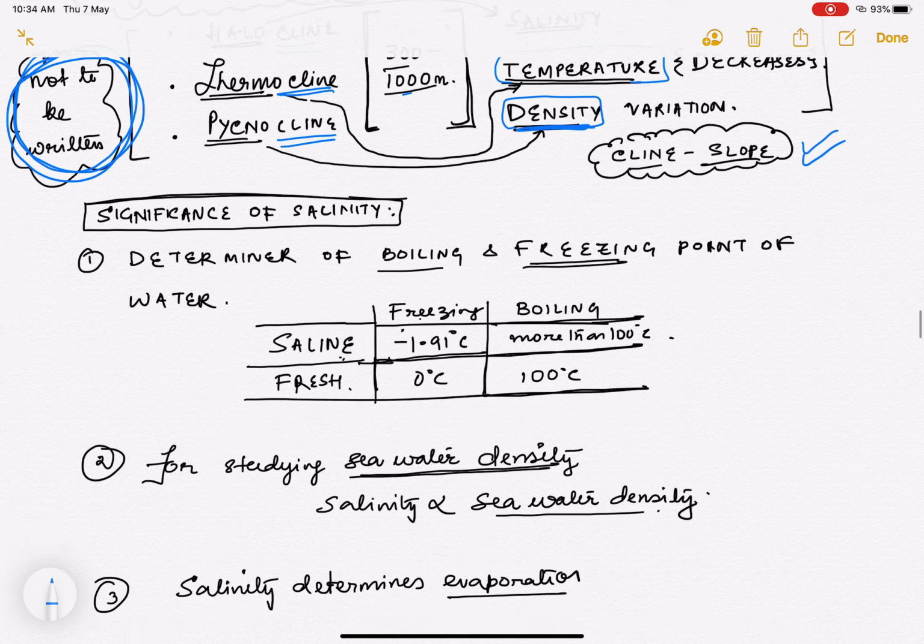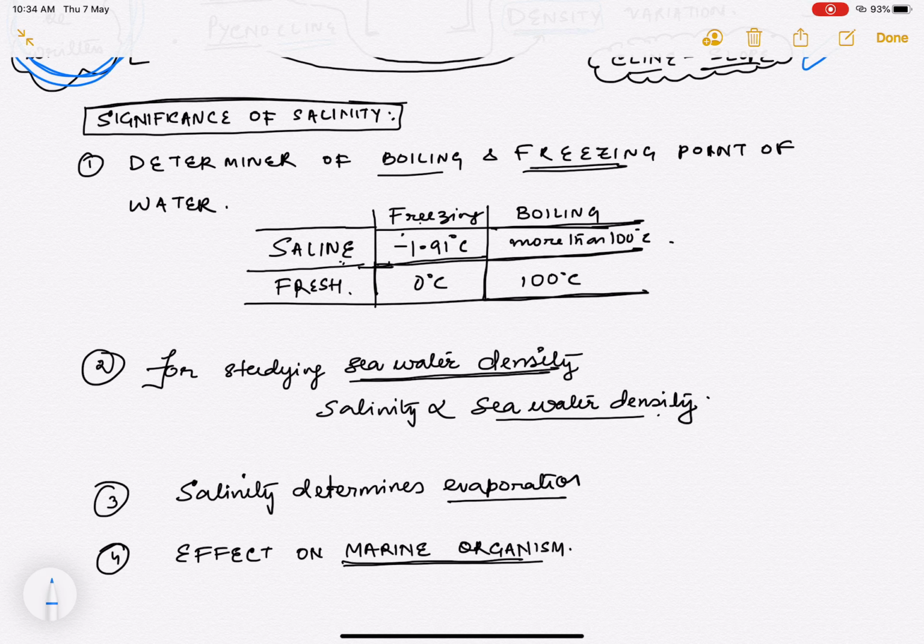Next, the significance of salinity. First of all, salinity remains one of the major determiners of the boiling and freezing point of water. Remember that the freezing point of fresh water is 0 degrees centigrade, whereas for saline water it is minus 1.9 degrees centigrade. Similarly, the boiling point of fresh water is 100 degrees centigrade, whereas the boiling point of saline water is more than 100 degrees centigrade.